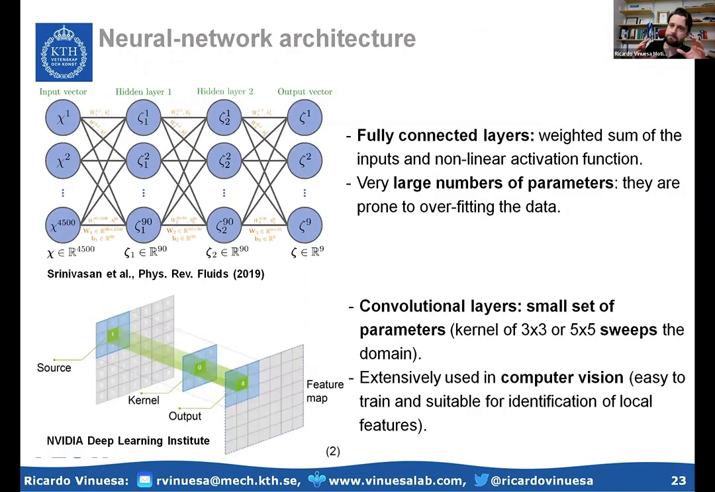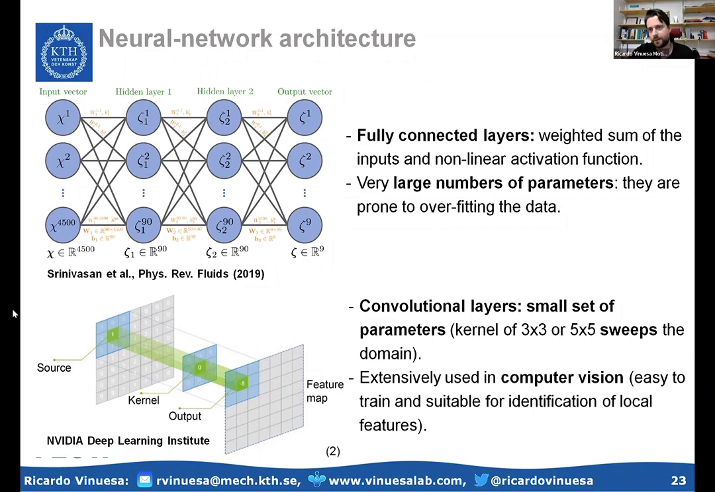Interestingly, one can use fully connected networks for predicting flow features. The problem, of course, in addition to the very large number of parameters, is that you don't have a way to exploit the spatial information that you have in the data, which, of course, in the case of fluid mechanics problems, is very, very prominent. These spatial distributions are very important, and that's what we try to exploit with convolutional neural networks, which are extensively used in computer vision, of course.